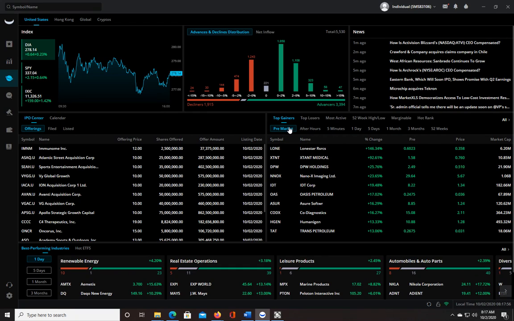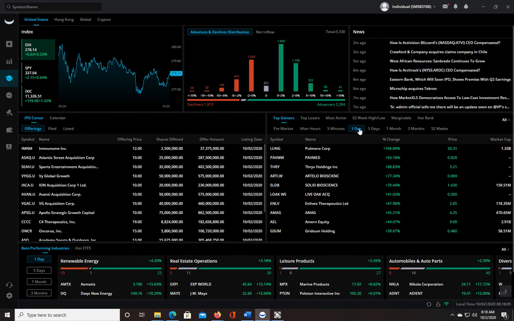And then during the day, you can still look at top gainers, but you have to switch it to 1 day. Otherwise, it will just show you the stocks that gained the most up till market open. So you switch it to 1 day. This is now going to show yesterday's stuff because the market hasn't opened yet. But during the day, this is what you want to look at.